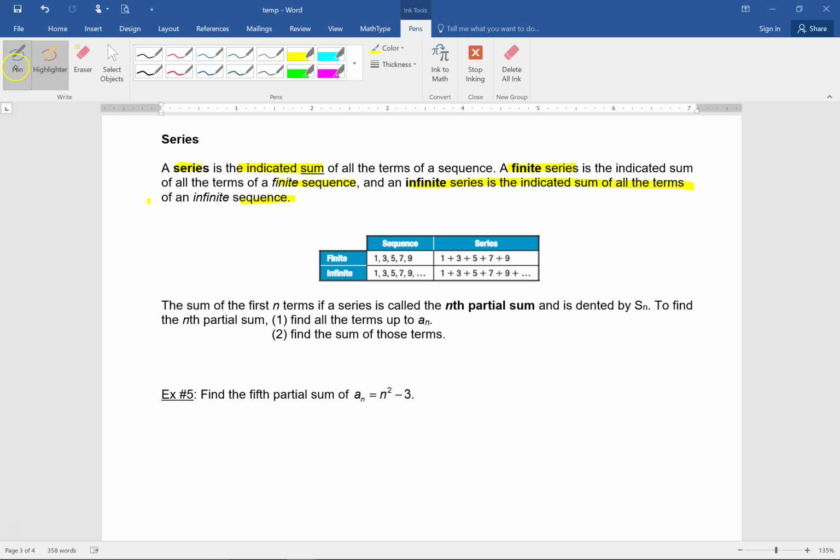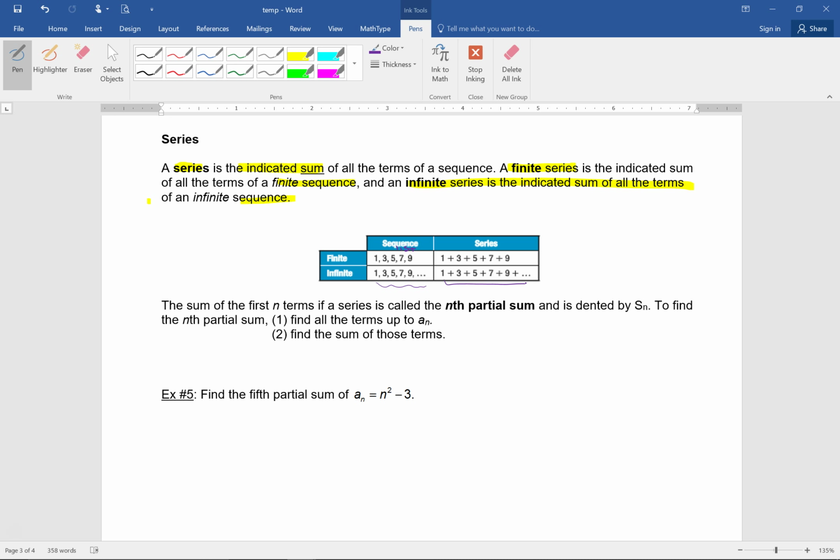So basically, you have a sequence, which is your list. A finite sequence has a finite number of terms, and you just add them, 1 plus 3 plus 5 plus 7 plus 9, and you're done. An infinite series has an infinite number of terms, and you have to add those infinite number of terms. Sometimes the numbers go to infinity, so when you add all those numbers, you get infinity, but sometimes you don't get infinity. And we'll see some examples here.